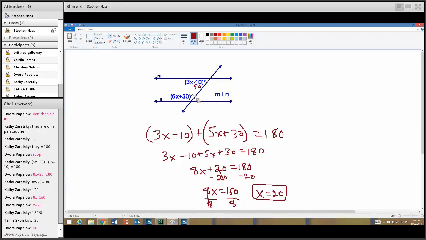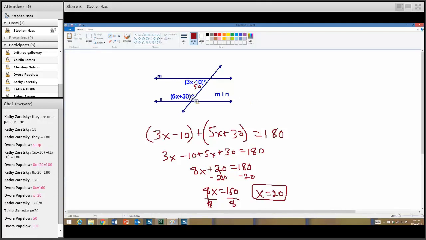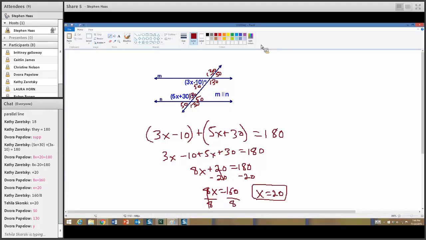5x plus 30 is 5 times 20, which is 100, plus 30 is 130. And again, let's make sure they're supplementary. They better be supplementary because they're consecutive angles, and of course they are. 130 plus 50 is 180. So this is 50, either because it's supplementary with the 130 or because it's alternate interiors with the 50. This is 130, this is 50, 130, 130, and 50. And away you go.